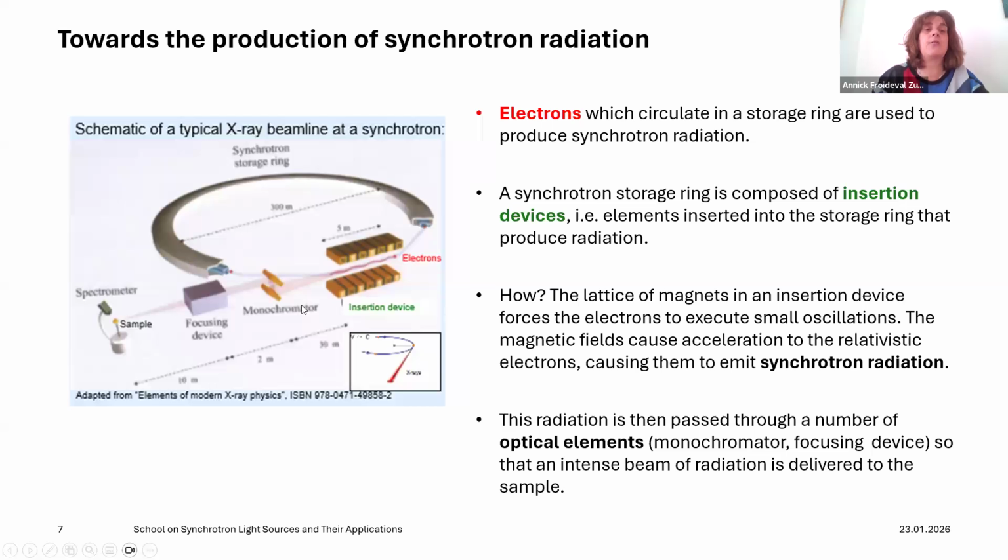And it is this synchrotron radiation that passes through a number of optical elements, starting with a monochromator that is used to select the photon energy you want to use for your measurement, to a focusing device that helps you get the size of the synchrotron beam you like for your experiment, to the sample you want to illuminate with the synchrotron radiation to collect information about it via a spectrometer, which is represented here.